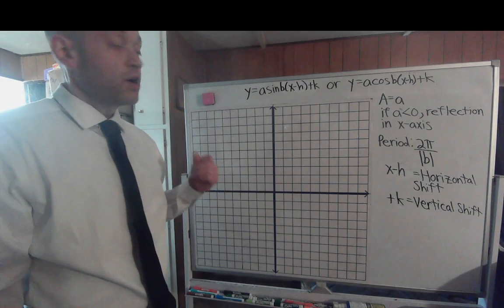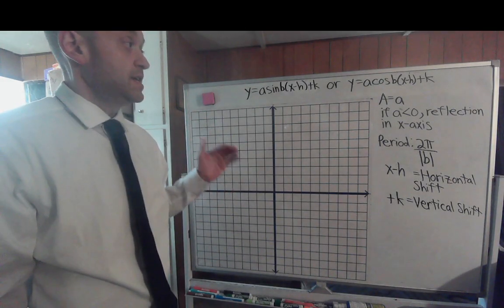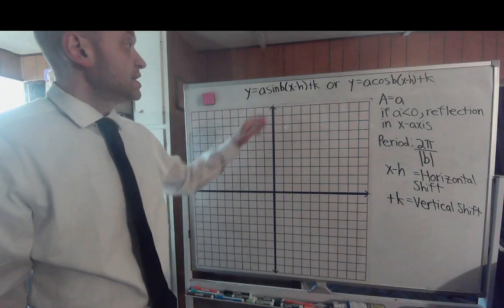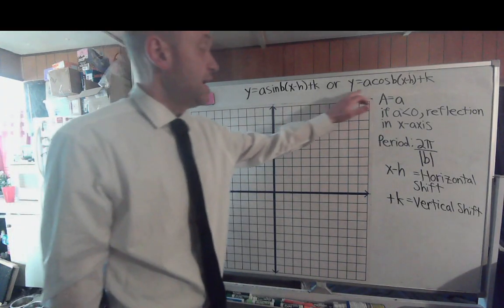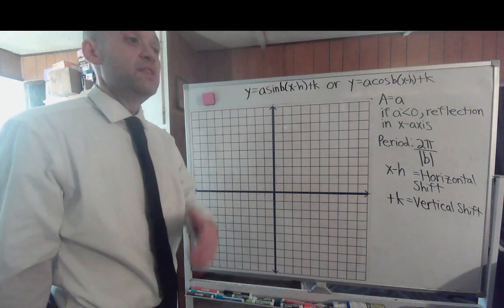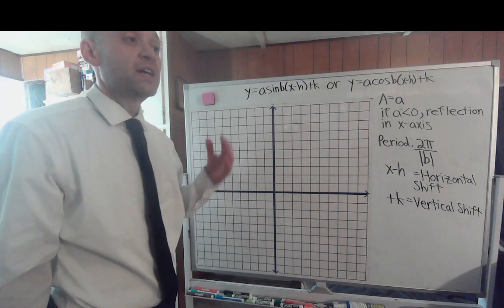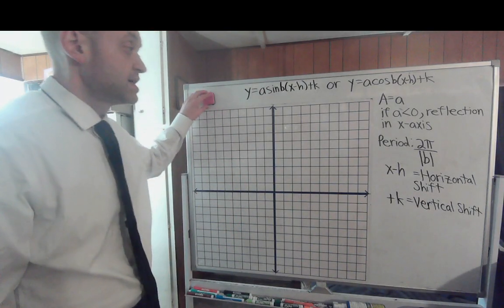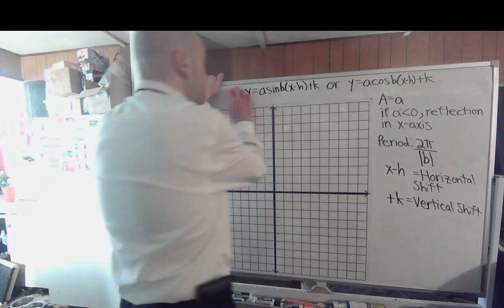And then we're also going to get into reflecting these functions. So let's say that coefficient, that a, your amplitude, is negative. It reflects in the x-axis. It'll reflect everything in the x-axis. So let's go ahead and get started here.